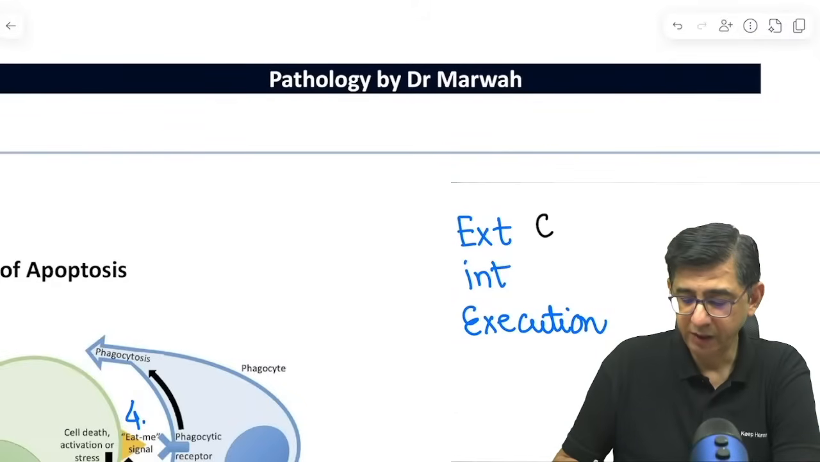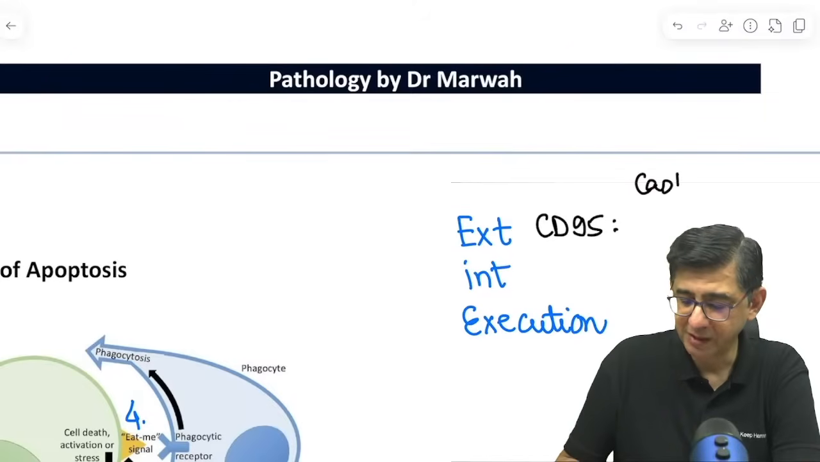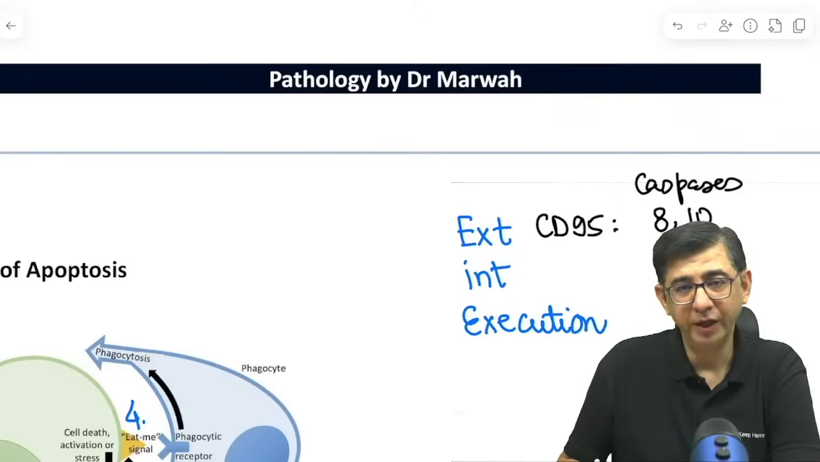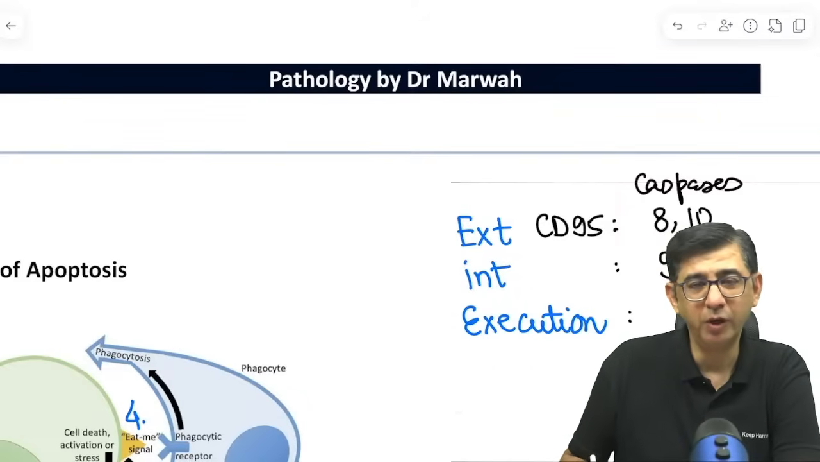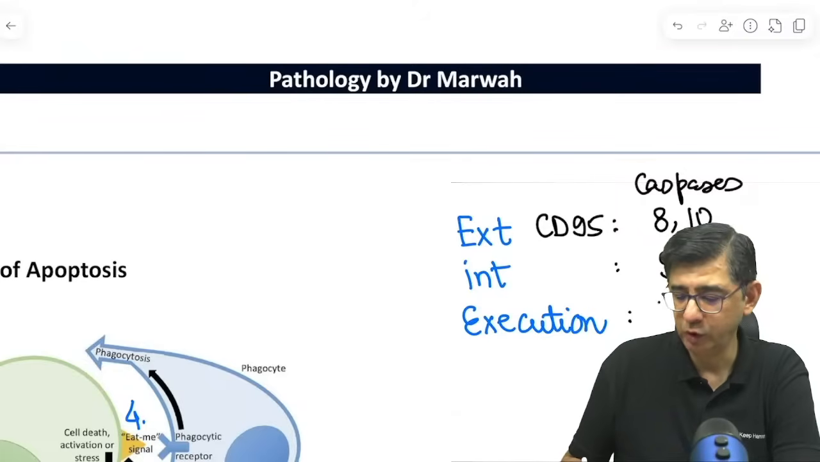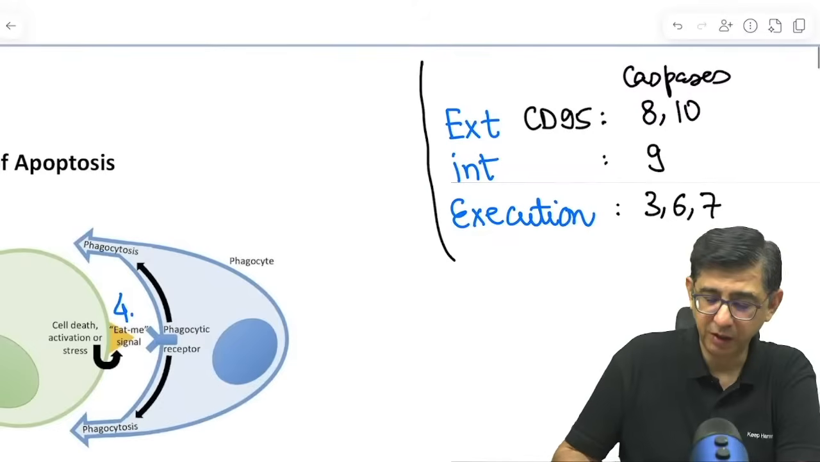Extrinsic step is via CD95. नहीं याद हो तो लिख लेना. That would be caspases के numbers लिख रहा हूँ. That would be 8 and 10. For the intrinsic pathway, the caspase would be 9. Execution, as I said, James Bond का काम is 007. So that can be used to remember that 3, 6 and the 7 varieties for the caspases that are involved.